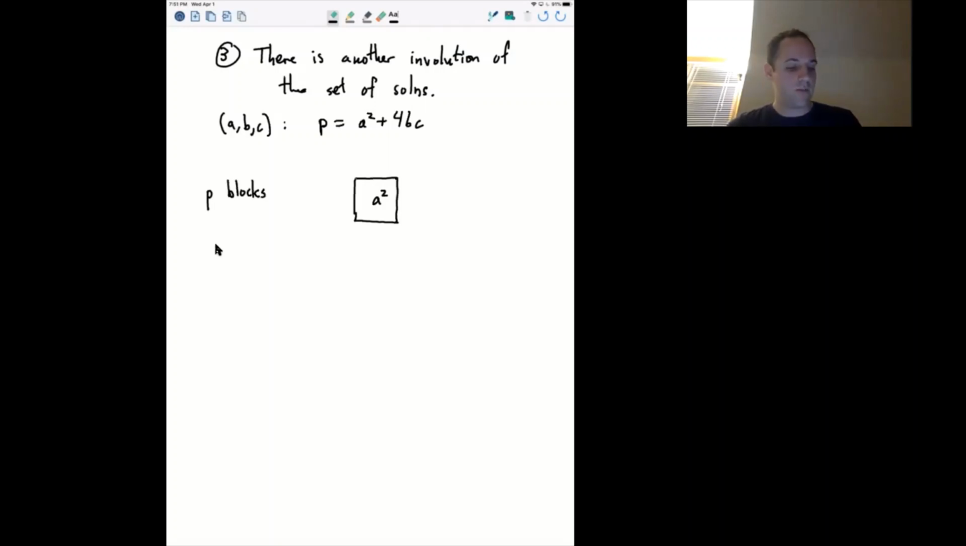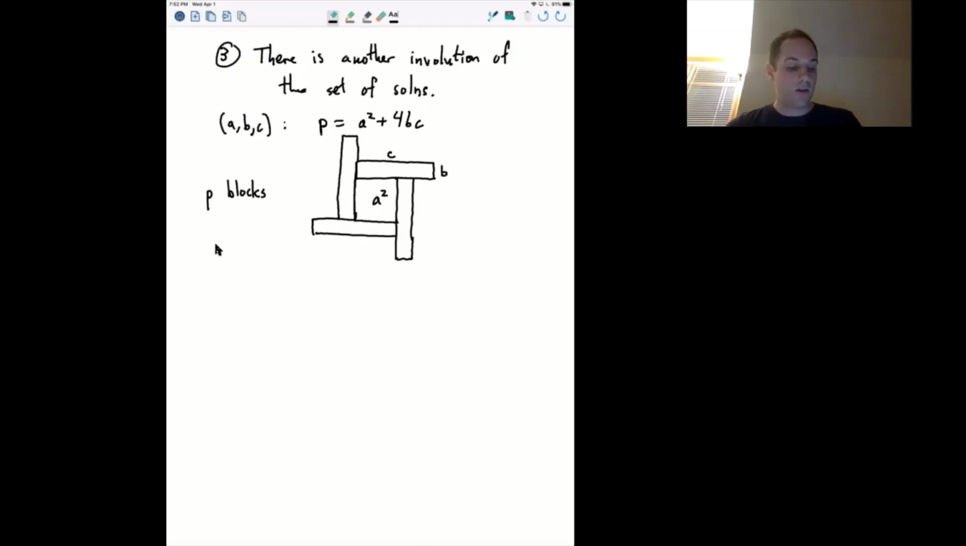Okay, so the construction is that I have my solution in hand. So P is equal to A squared plus 4BC. What that means is I can make a little arrangement of blocks where I arrange A squared blocks into a square. And then I'm going to make a rectangle of area BC and make 4 copies of it, and then arrange them so that one edge of that rectangle lines up with the edge of the square, and then do the same thing with the other copies of it. Let's say this is B and this is C or something like that.